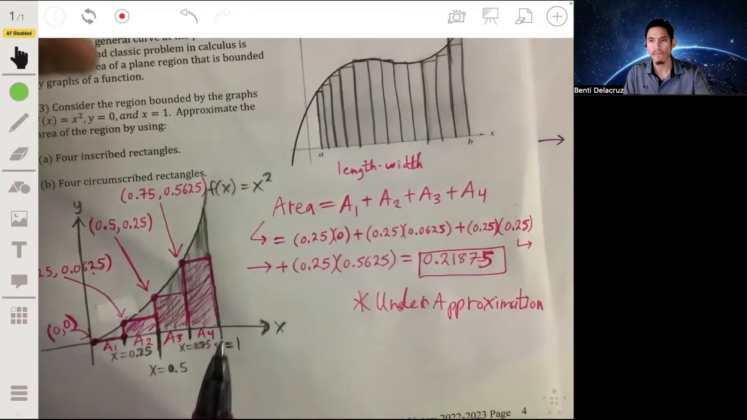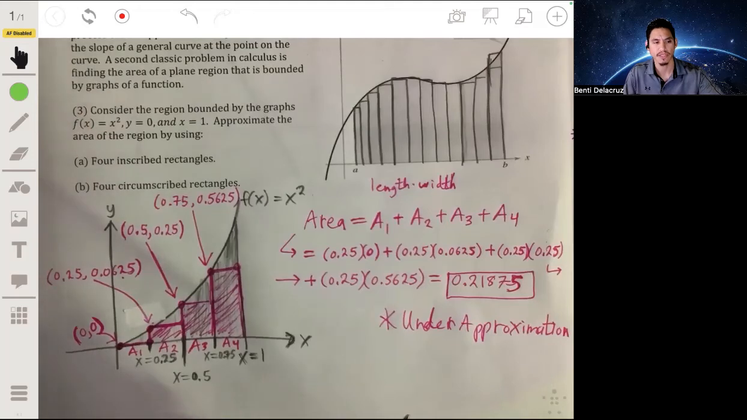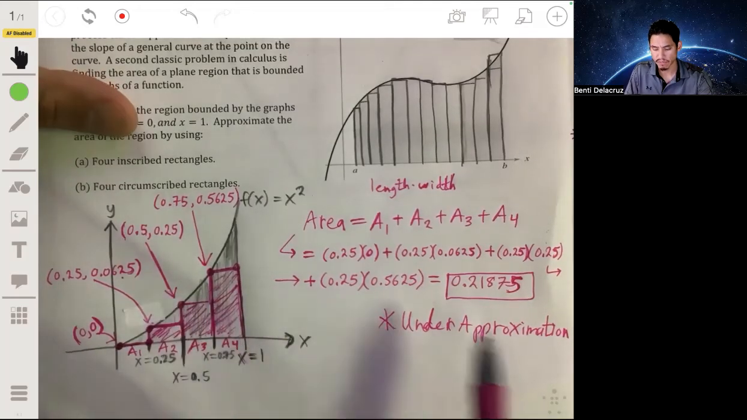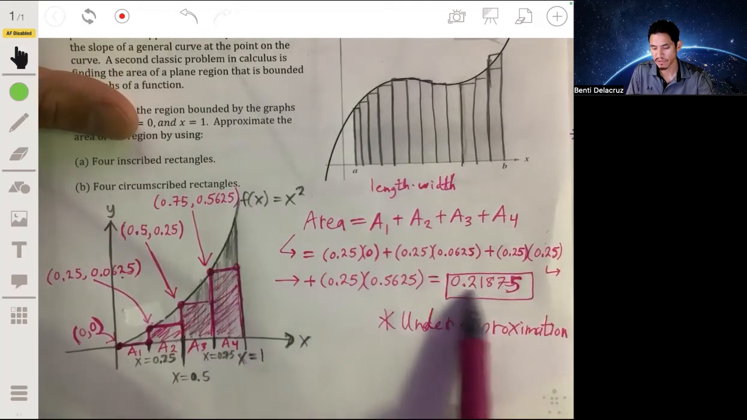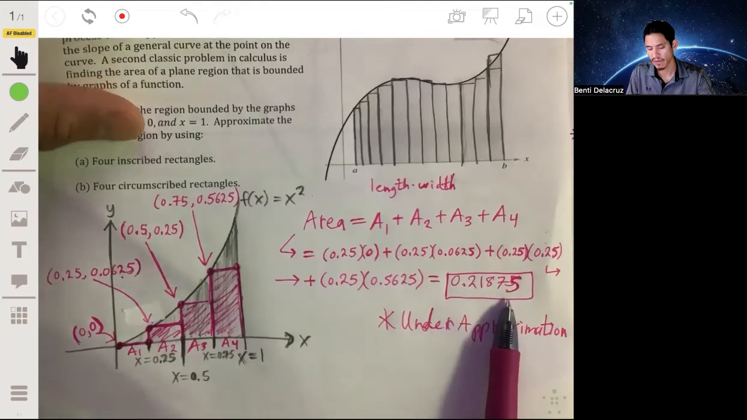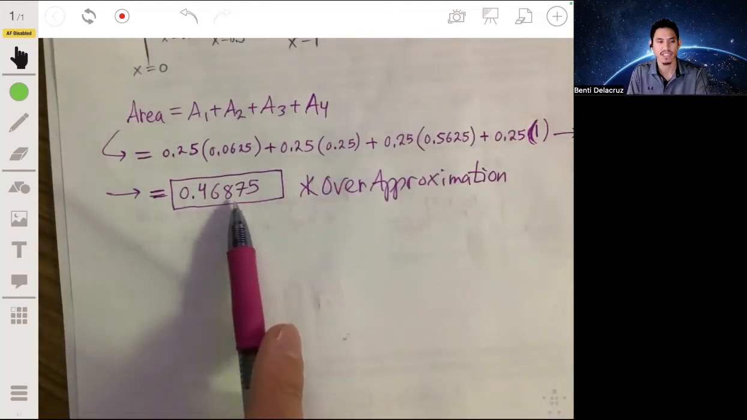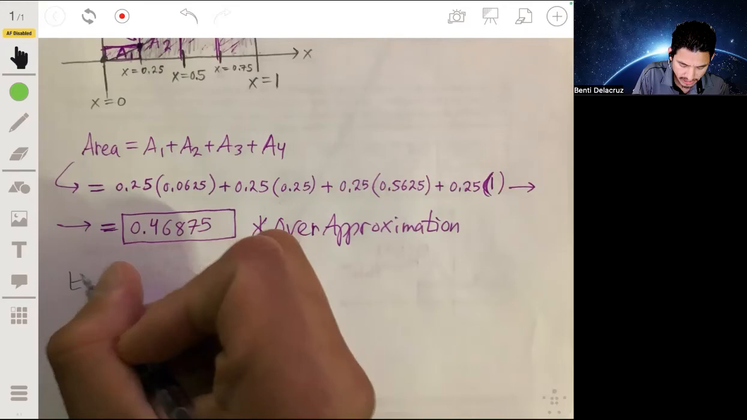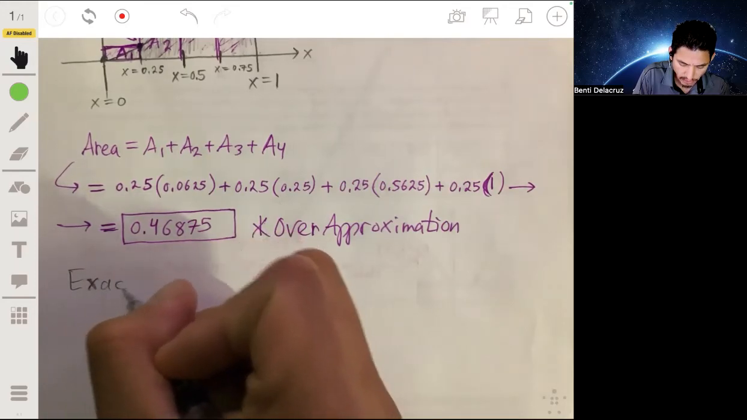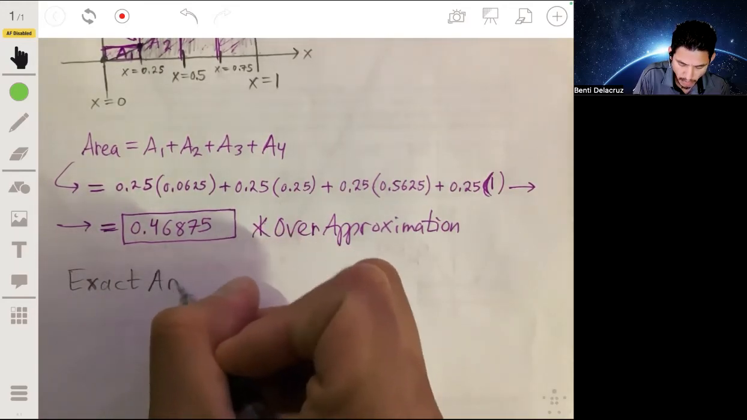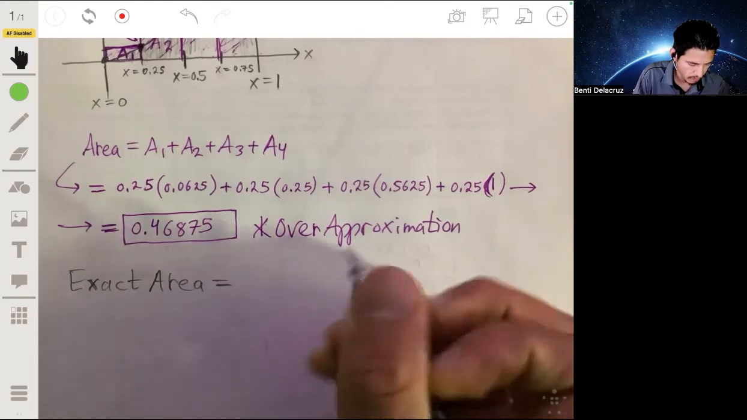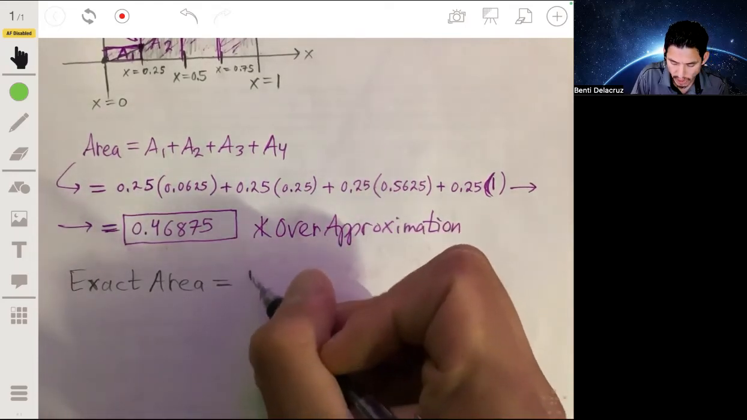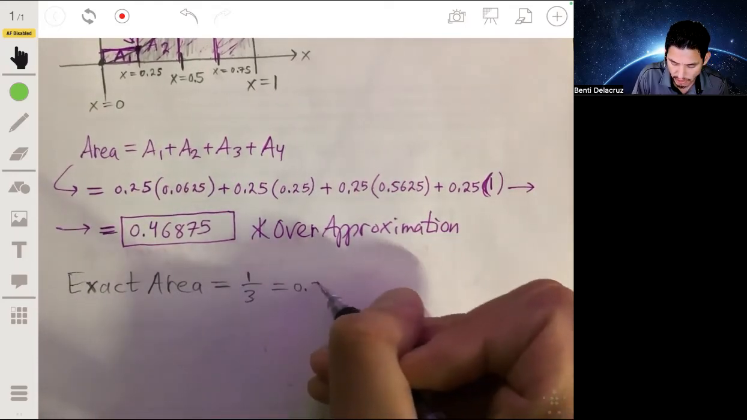So when you just think of this logically, we would know the area would have to be somewhere between 0.21875 and 0.46875. And if we actually calculate it using calculus, the exact area we're going to discover will be equal to 1/3, or we can say 0.33 repeating.